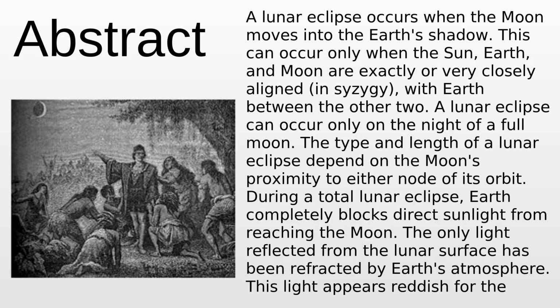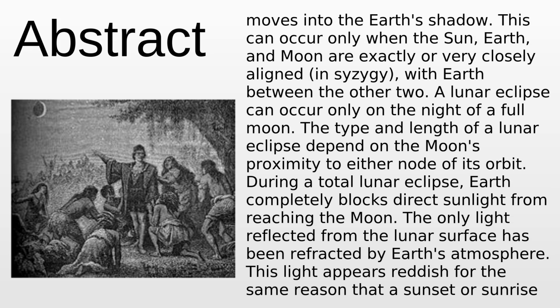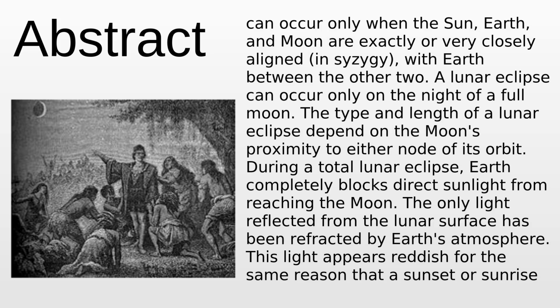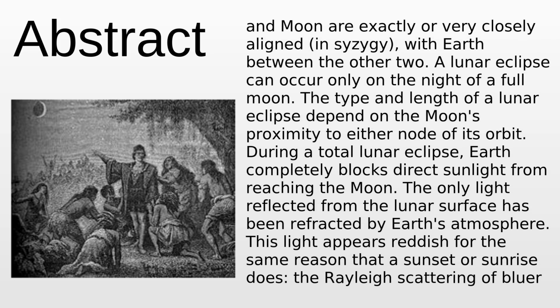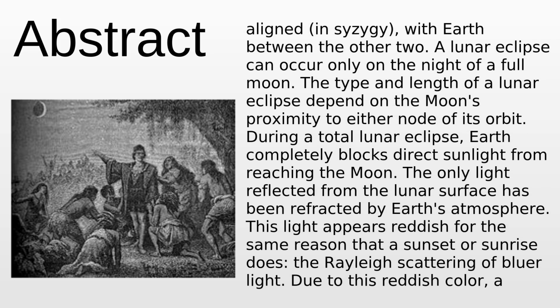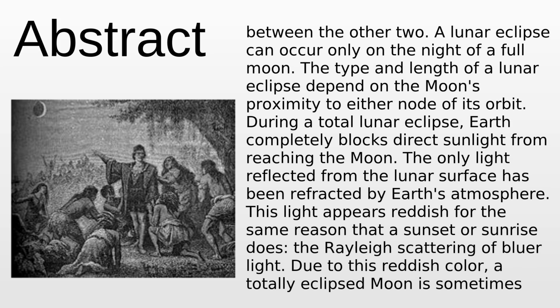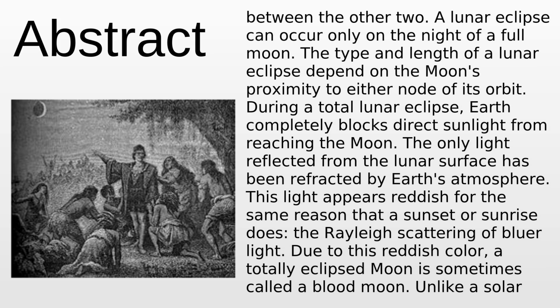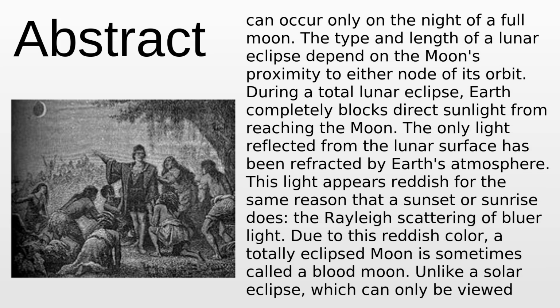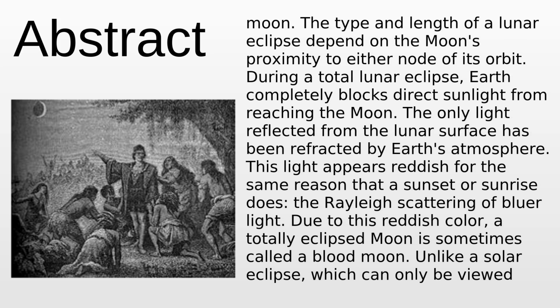Abstract. A lunar eclipse occurs when the Moon moves into the Earth's shadow. This can occur only when the Sun, Earth, and Moon are exactly or very closely aligned, in syzygy, with Earth between the other two. A lunar eclipse can occur only on the night of a full moon. The type and length of a lunar eclipse depend on the Moon's proximity to either node of its orbit.